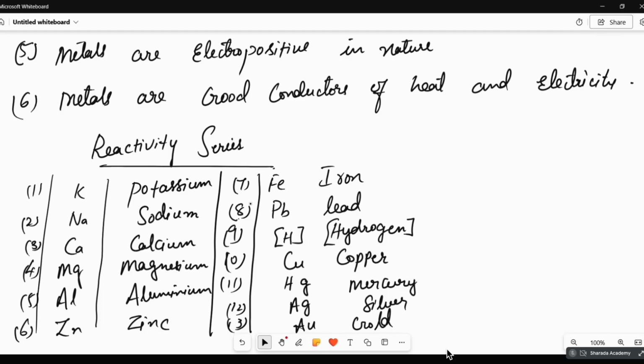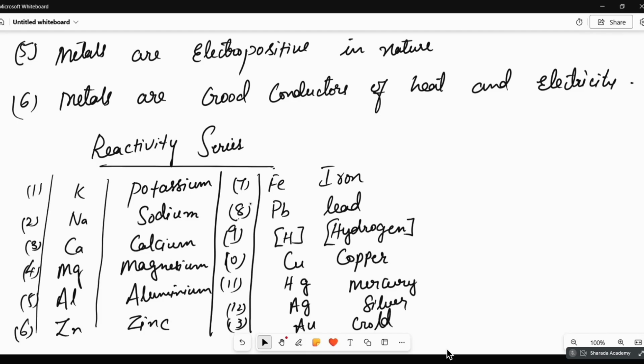Next comes sodium, then calcium. It goes in that series. And gold is the least reactive metal.